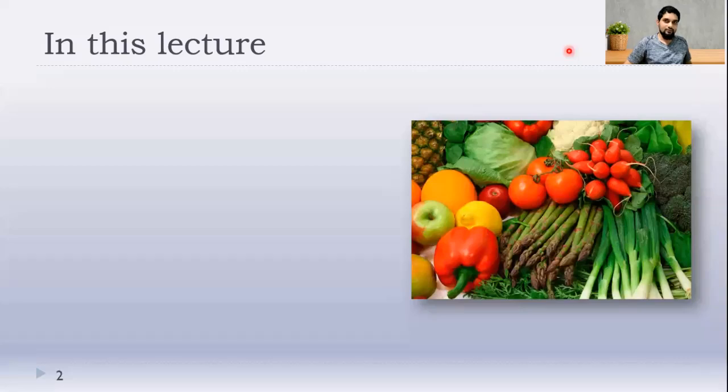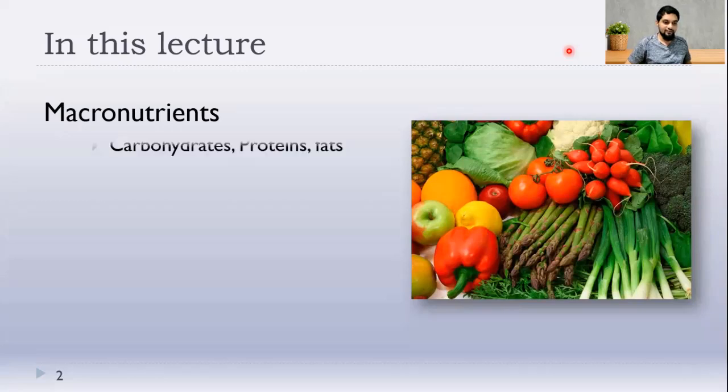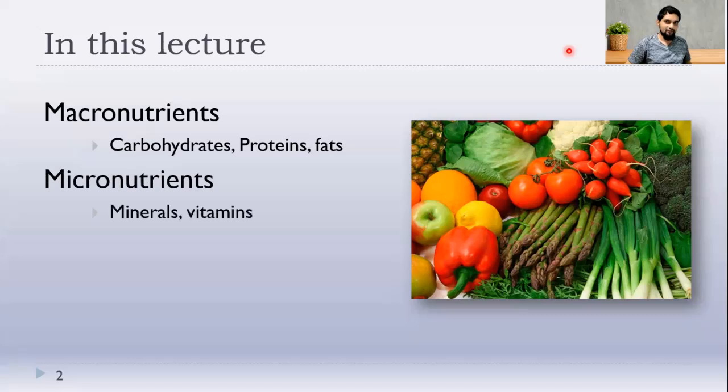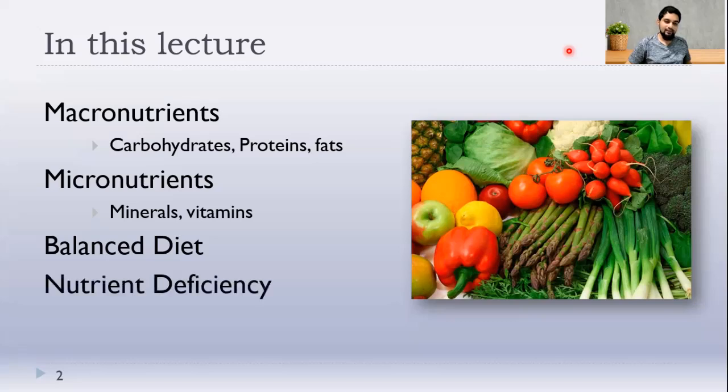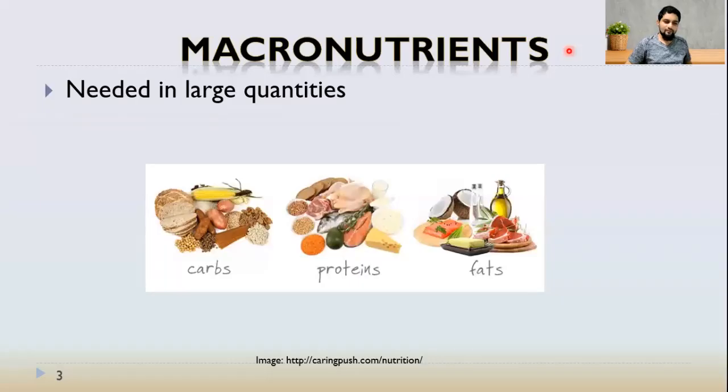In this lecture, these are the things that we will be looking at. We will be looking at macronutrients. The macronutrients include carbohydrates, proteins, and fats. Then we will be looking at micronutrients. The micronutrients here refer to the minerals and the vitamins. We will also be looking at balanced diet and nutrient deficiency.